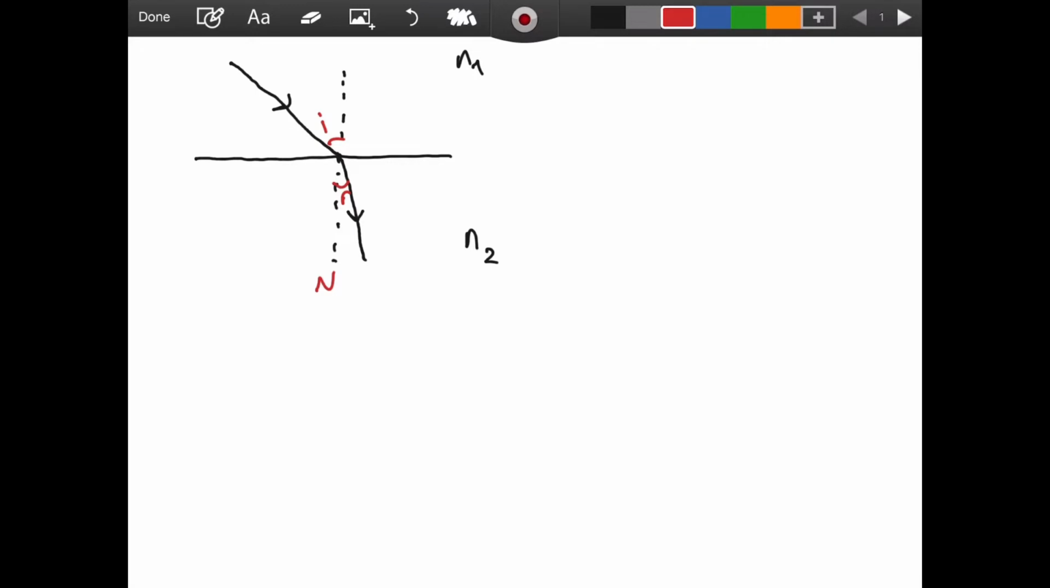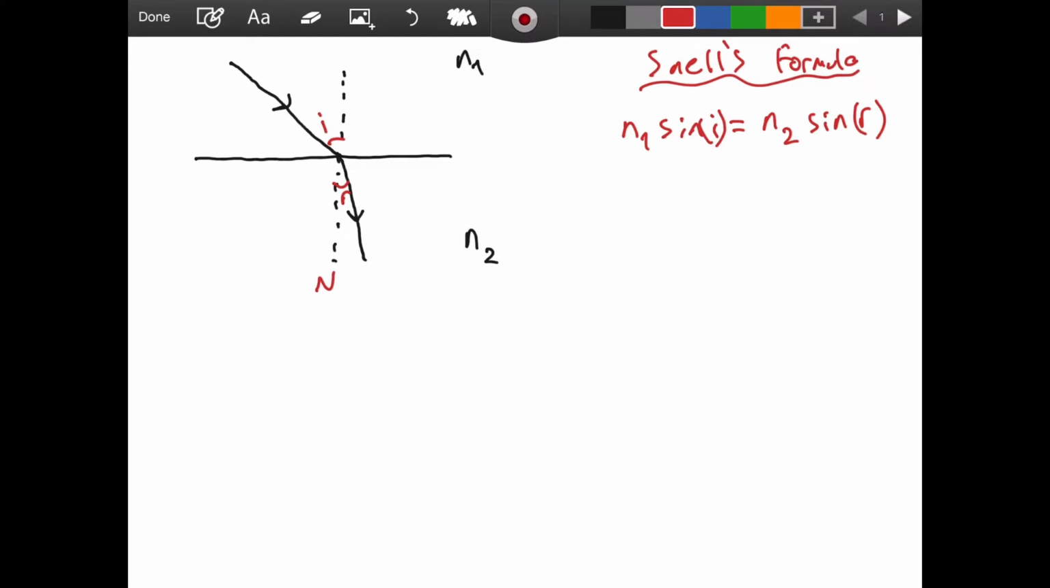So Snell's equation, Snell's formula, let's call it, tells us N1 sine I is equal to, and let me put the parentheses, N2 sine R. Okay, this is the formula that we want to prove.